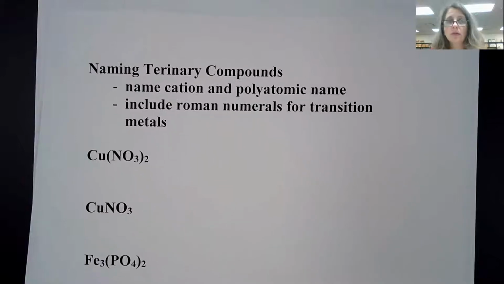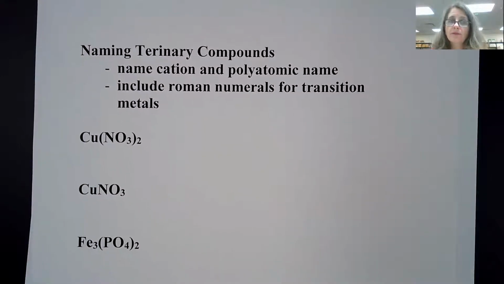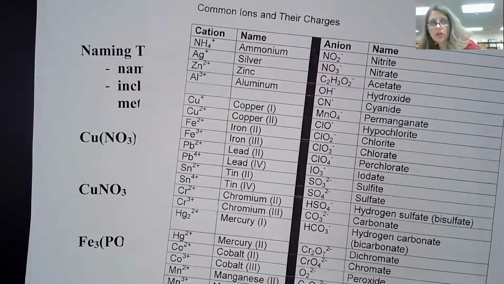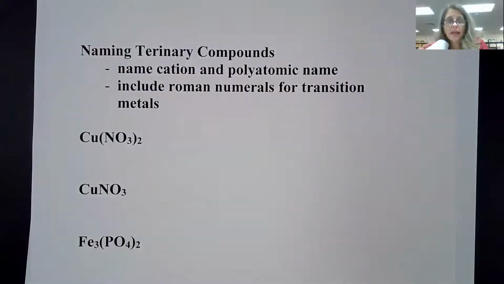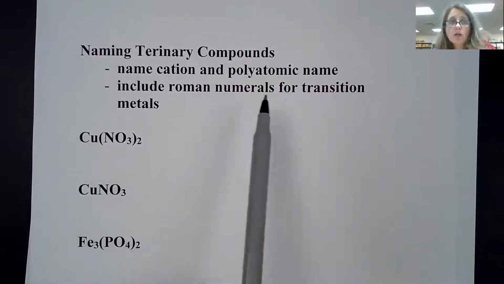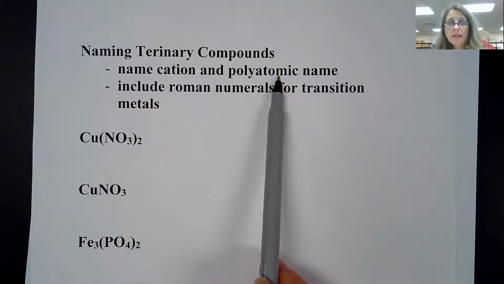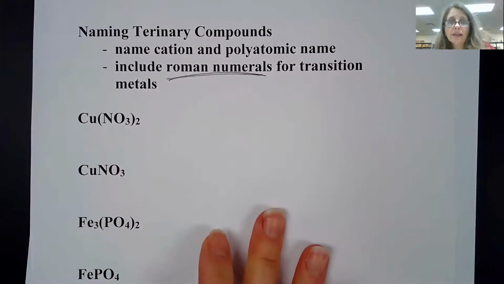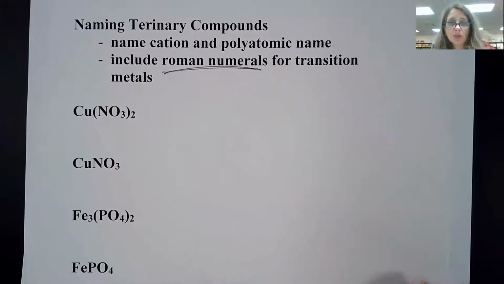So the only thing you need to add to this is, if I have a polyatomic and I have a Roman numeral naming ion, so that's going to be these metals on this chart here. If they have multiple charges, they're going to have multiple names. So you're going to name the cation and then the polyatomic name, but you need to include the Roman numerals for anything that is in the middle, called transition metals.